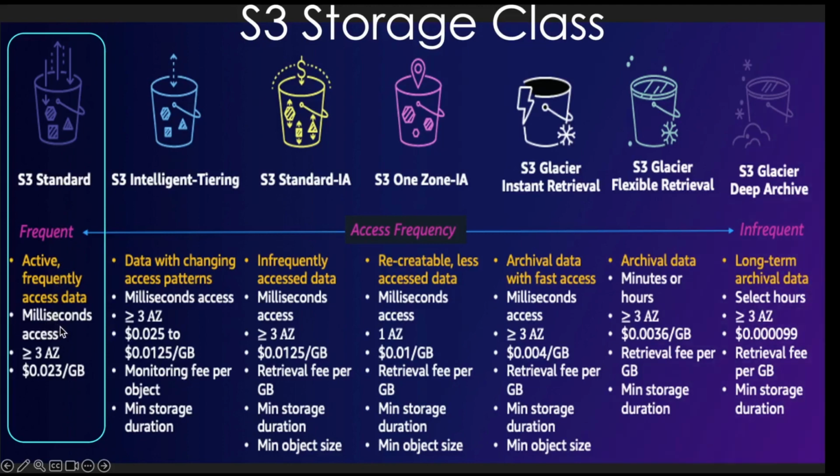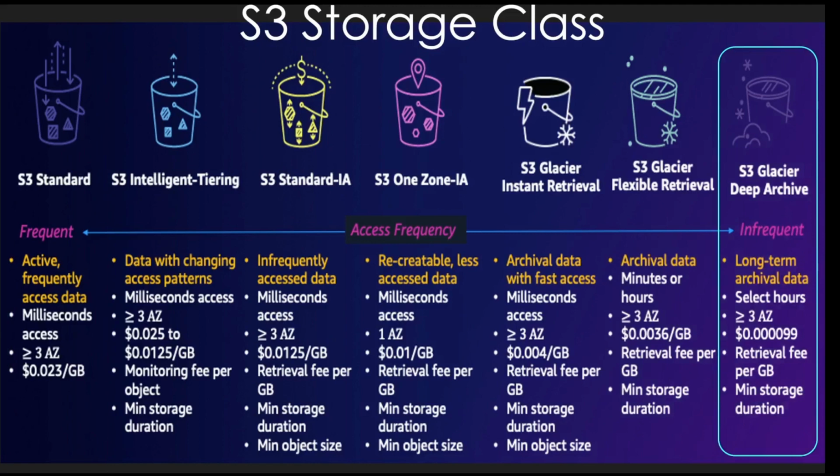a very high performance. S3 will automatically create 3 copies of your file in 3 different availability zones, but this is the costliest storage class. You will have to pay approximately $23 per TB per month. The other extreme is S3 Glacier Deep Archive, where the cost of storage is very low, but to retrieve your data, it can take hours. Also, there is a retrieval fee per GB that you have to pay when you download your data.